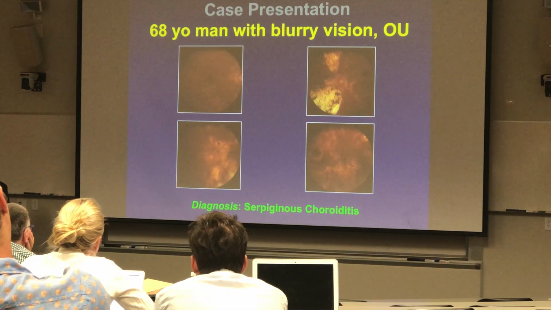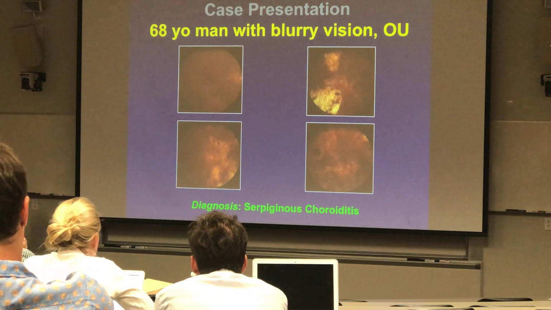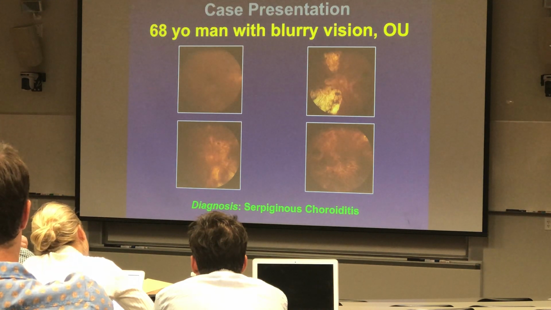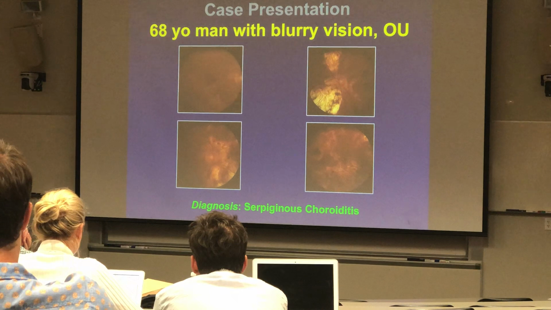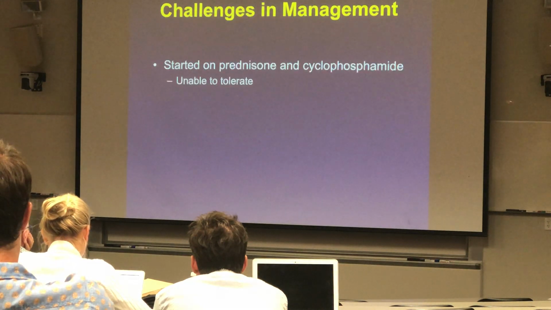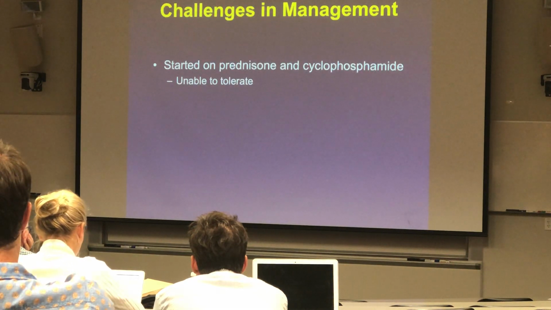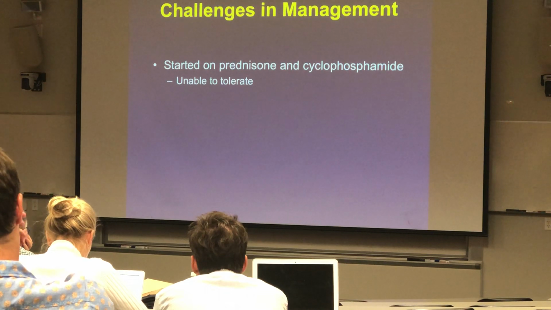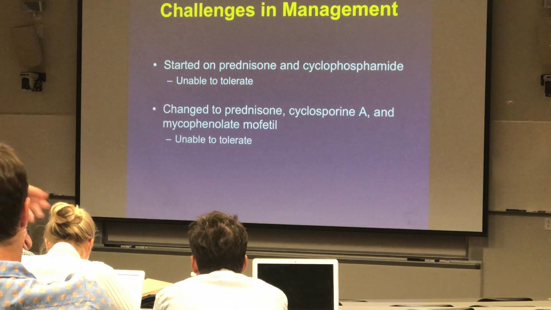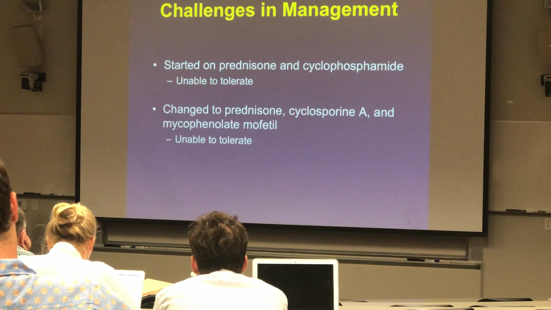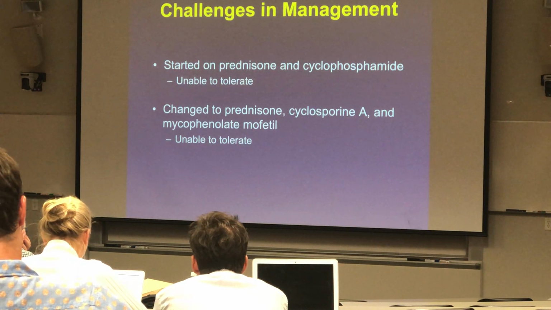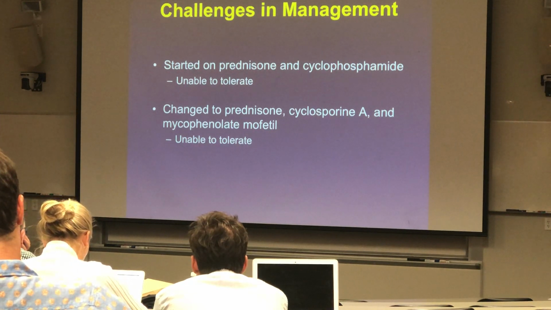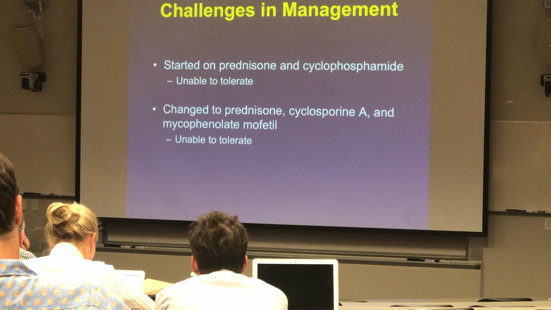This is a Caucasian man I saw many years ago here. He had blurry vision, and the diagnosis I made was serpiginous choroiditis. So here's the management challenge. I started him on prednisone and cyclophosphamide using the two-agent approach. He was unable to tolerate the cyclophosphamide. When we changed him to the triple agent with prednisone, cyclosporin A, and mycophenolate mofetil, he was unable to tolerate that also, because of the hypertension he suffered from the cyclosporin A.